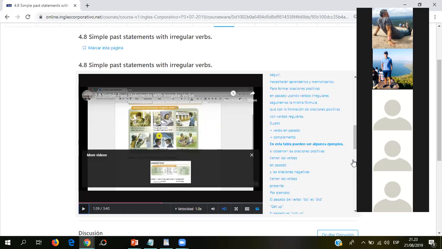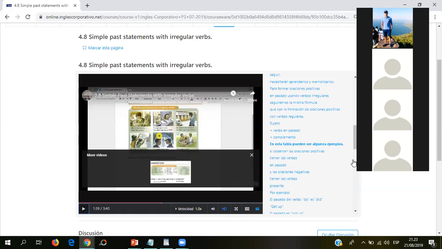Entonces, con sonido de D van a pronunciar los que vibran. Y con sonido de T, los que no vibran. Okay. Now I'm going to send you a list of verbs, and I want you to pronounce them in the past. I sent it to you.